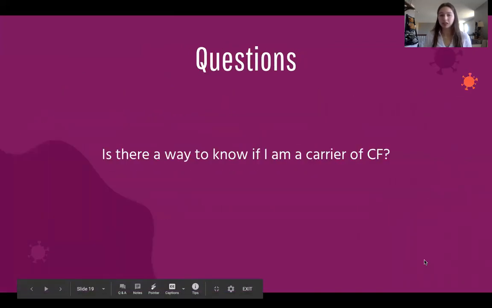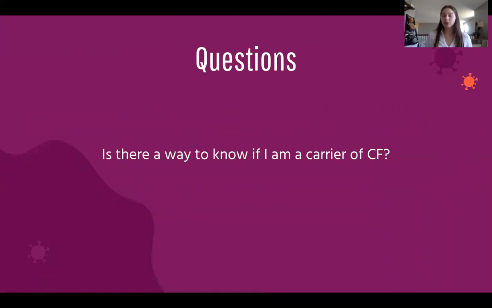Some common questions I might get: is there a way to know if I'm a carrier of CF? You can go to the doctor and they can test you for it, so you do know, just in case you and your partner want to have a kid but you're both carriers, you can make that decision. Since it is a genetic disease, you can only get it if both your parents are carriers, and there's a one in four chance of you getting this.